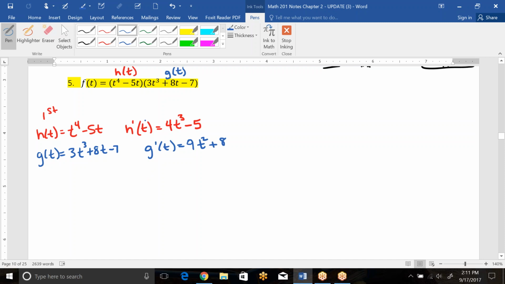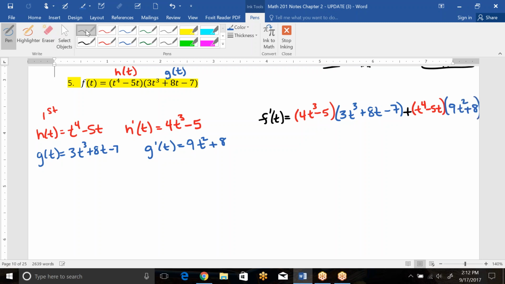Okay. And now we're going to be working on setting up our formula. So f prime of t equals derivative of, remember, the first, so that's going to be the 4t cubed minus 5 times the second one, which is the 3t cubed plus 8t minus 7 plus the first function, which is t to the fourth minus 5t times the derivative of the second, which was 9t squared plus 8. Okay, so now we have to work all of this out.